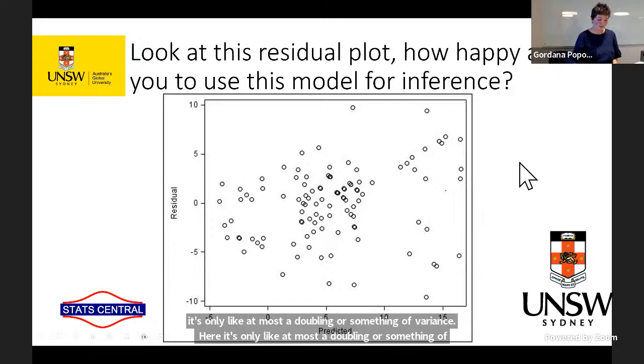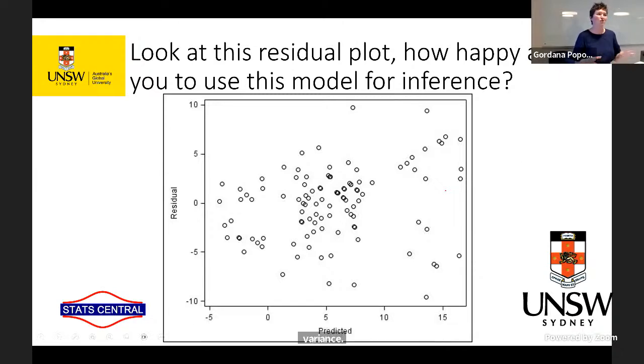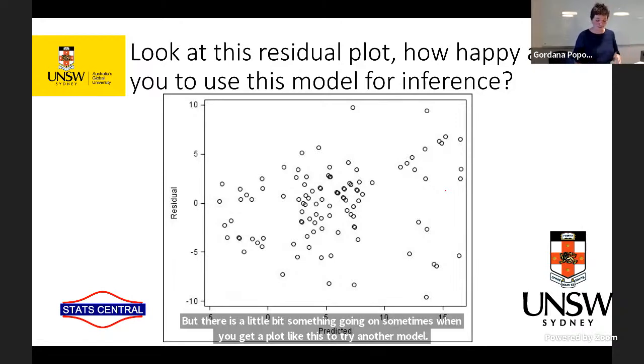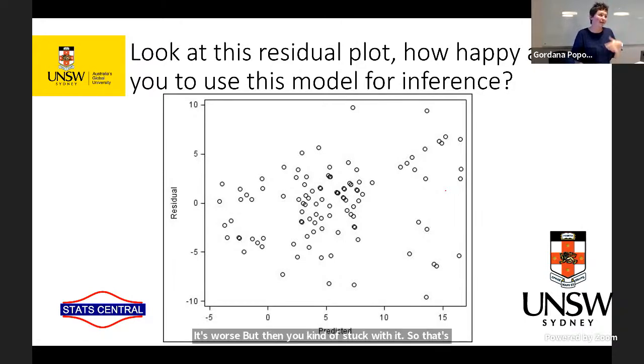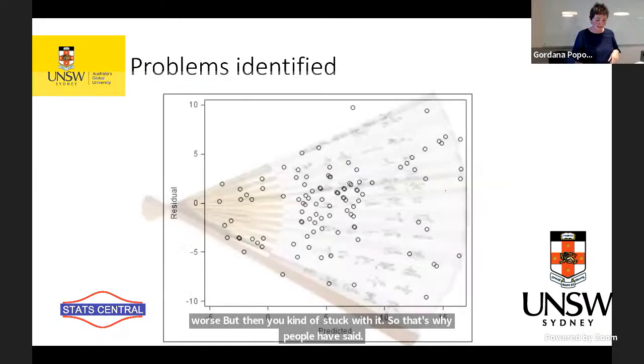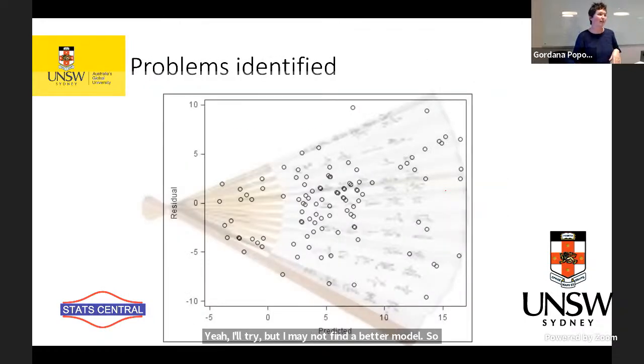But there is a little bit something going on. Sometimes when you get a plot like this, you try another model and it's worse, so then you're kind of stuck with it. That's why people have said, yeah, I'll try, but I may not find a better model. So yes, I think there's a fan shape, but it's not that bad.